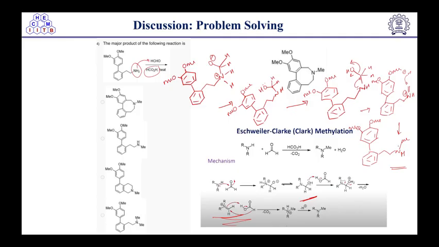Now it will again attack on this lone pair, because here we have a methoxy group, this will attack here, and then proton transfer will take place, which will give this as a product. This is the correct answer. You have to do the first methylation, then you have to make the attack on the aromatic ring.